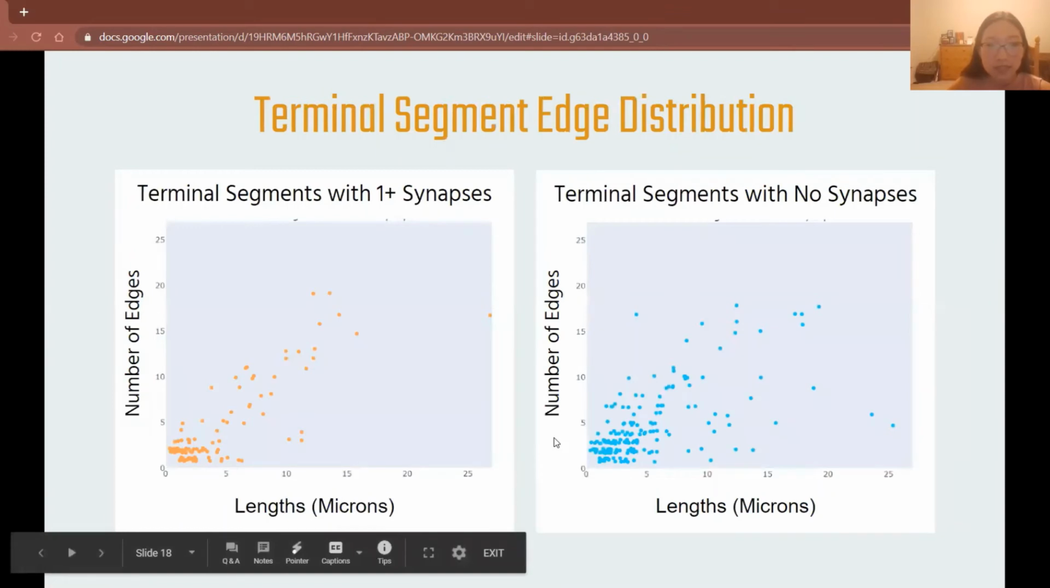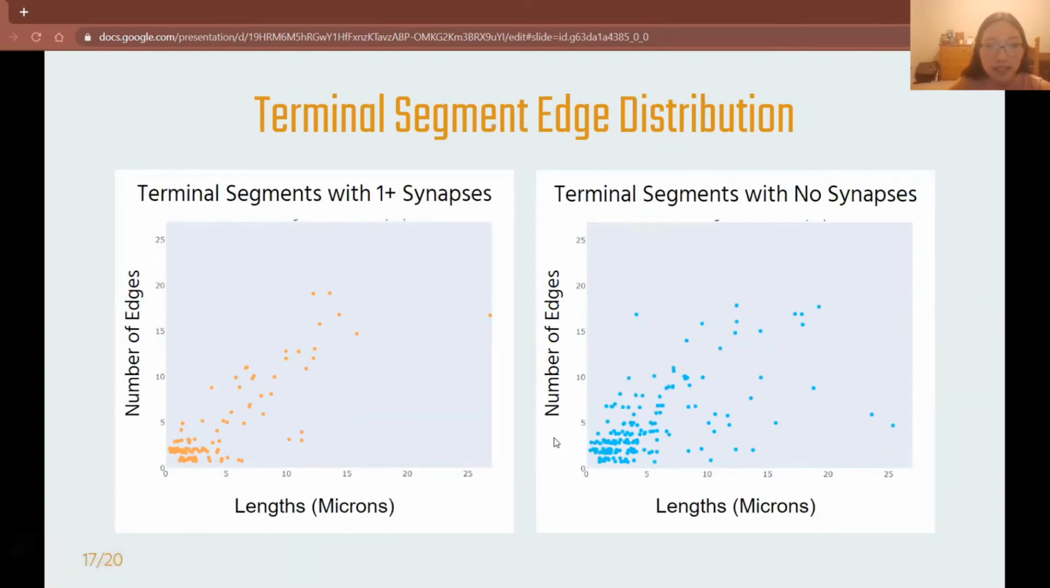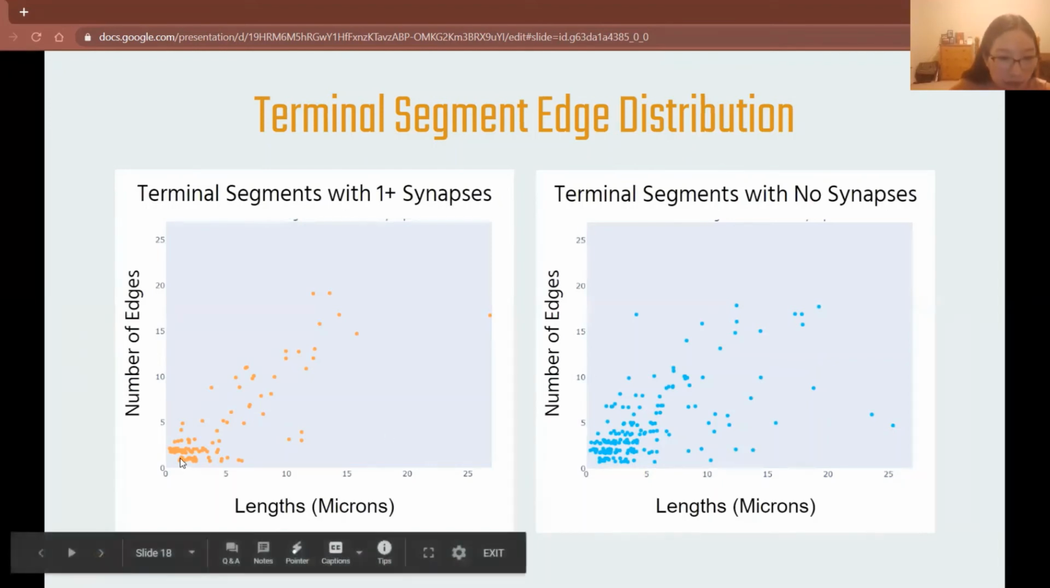Second, we have the terminal segment length and edge distribution. And so we were really interested in seeing if synapses had a role in stabilizing the growth process. However, we did not find a correlation between synapses and if the growth process was stabilized or not. However, this graph was really important because it helped us find a measurement bias in our data, the first iteration of this graph. So if you look in the bottom left of these graphs, you can see an abrupt cutoff at 0.5 microns, where there seems to not be any segments with one edge and with length that tiny. However, this was done on purpose.